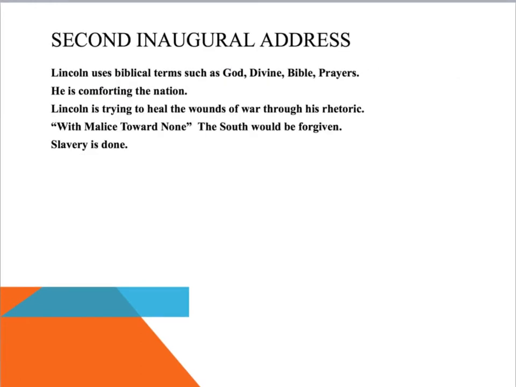Some other details in his inaugural address: he uses a lot of biblical terminology, such as God, divine, Bible, prayers. He is comforting the nation. He is trying to heal the wounds of war through his rhetoric. And he says, with malice toward none, the South would be forgiven, right? And so slavery is ended at the end of the war.